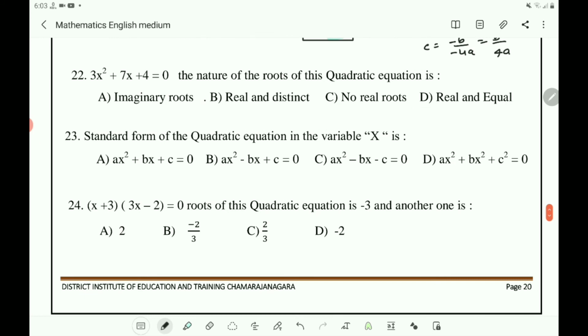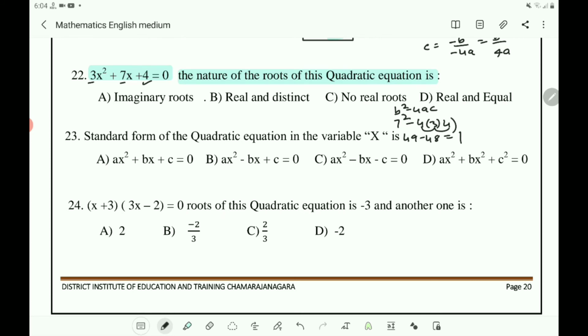Question number 22. 3x squared plus 7x plus 4 equals 0. The nature of the roots of this quadratic equation is. Here again you find the value of b squared minus 4ac. b is 7, so 7 squared minus 4, a is 3, c is 4. 49 minus 4 times 3 is 12, 12 times 4 is 48.